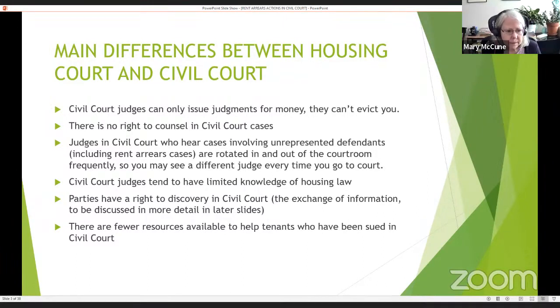Another big difference is that parties in a civil court case have a right to what is called discovery, which is the exchange of information. That's not true in housing court. In housing court, you have to ask the judge's permission to seek information from the other side, but in civil court, it's automatic. And we'll talk more about that later on. And there are many fewer legal resources available to help tenants who have been sued in civil court, which may be one reason why landlords might be suing more tenants there.